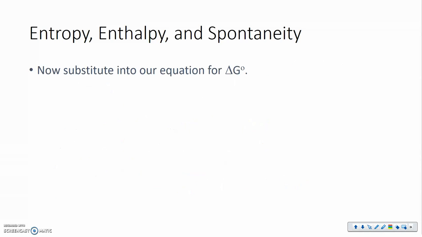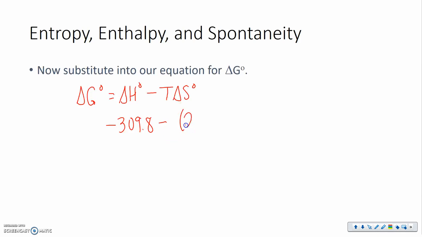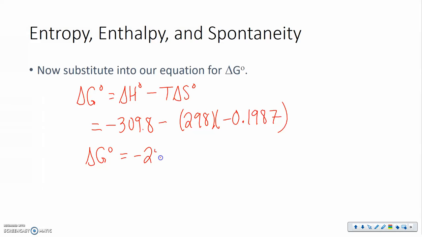So now we can substitute these values into our Gibbs free energy. We found our enthalpy change was negative 309.8 minus our temperature, which is 298 Kelvin, times our entropy change, so negative 250.6 kilojoules. So this is going to be spontaneous as written. From left to right, reactants to products, it's going to be spontaneous because it's a negative number.